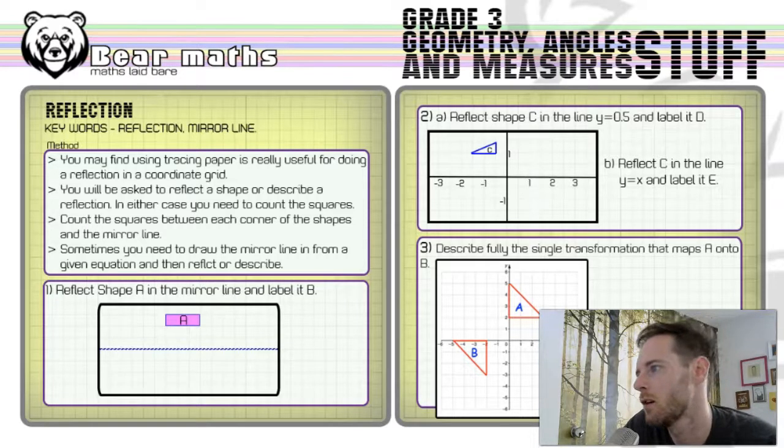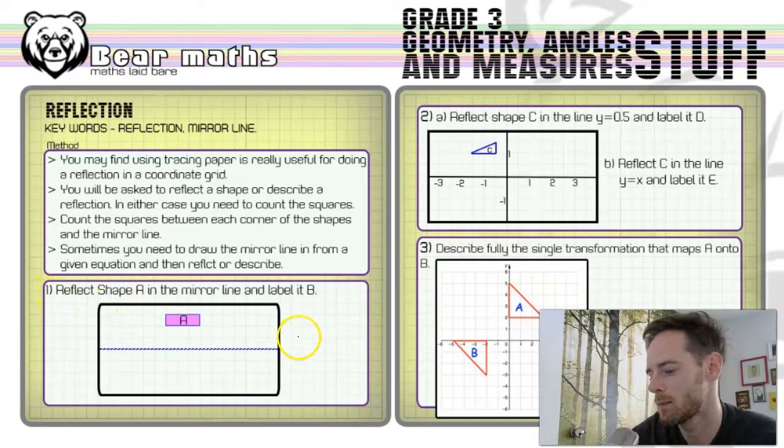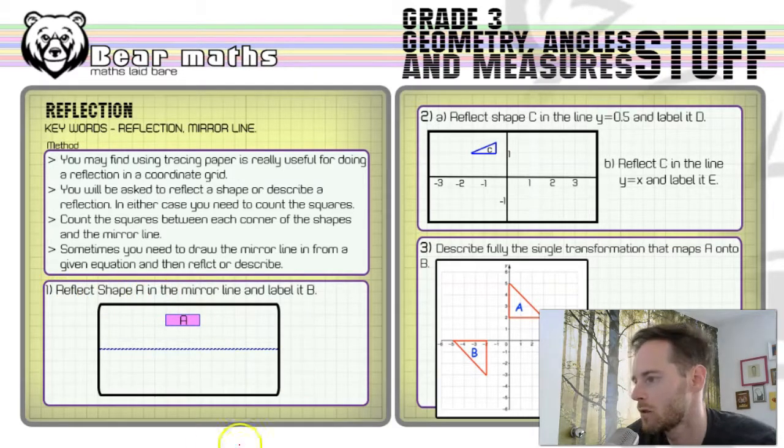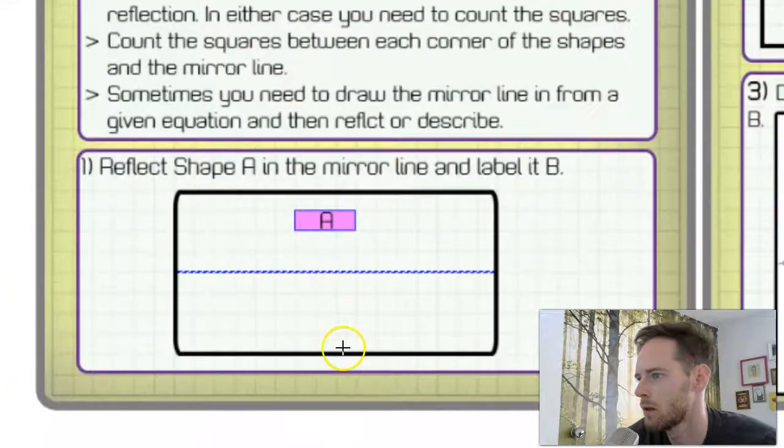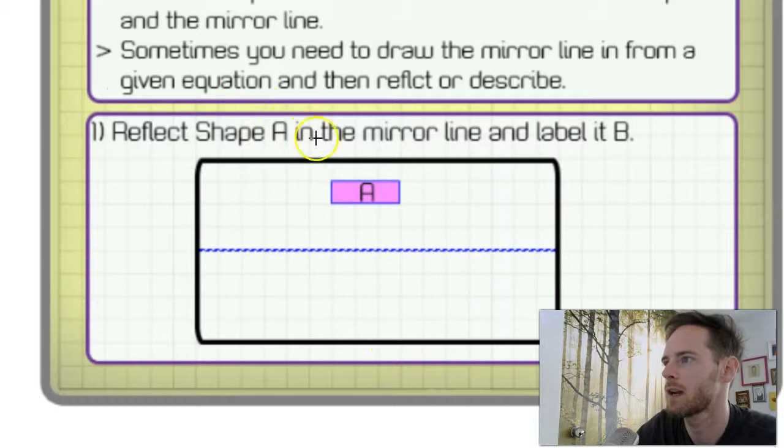Okay, so it's useful to understand equations of lines in this particular topic, which I have got a video on in the graph section, so please watch it if you do need to. Now, in question 1, reflect shape A in the mirror line and label it B. So I'm going to zoom in to this one and have a look a little bit closer at it. If we're going to reflect shape A in this mirror line, we have to count the squares from all the vertices of shape A, and reflect them in this particular mirror line.